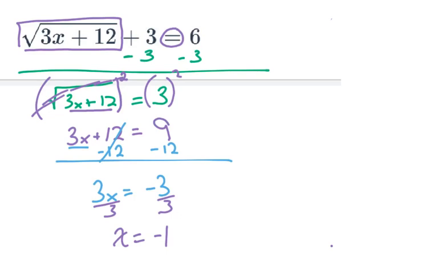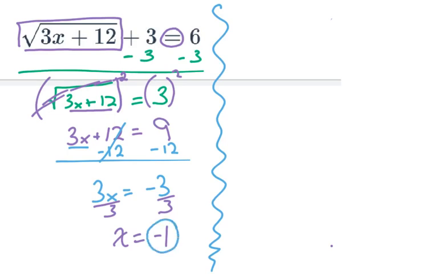The final step is you have to plug this back in. You have to check, because especially when we get to quadratics, which is the next unit, you will not always have an answer. You'll have extra answers, and we'll get into that in a little bit. They're called extraneous. So now I'm going to take my negative 1 and plug it back into my original equation.